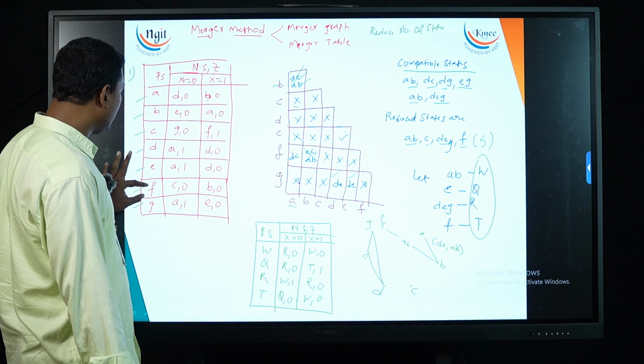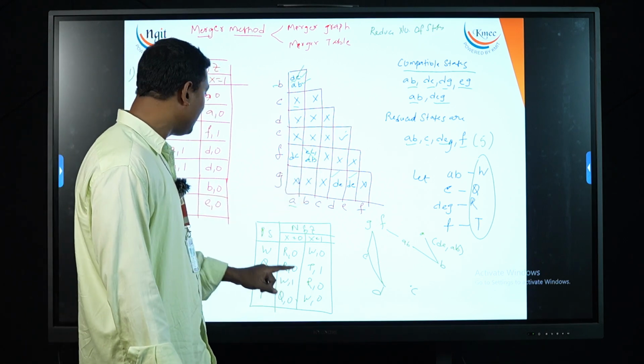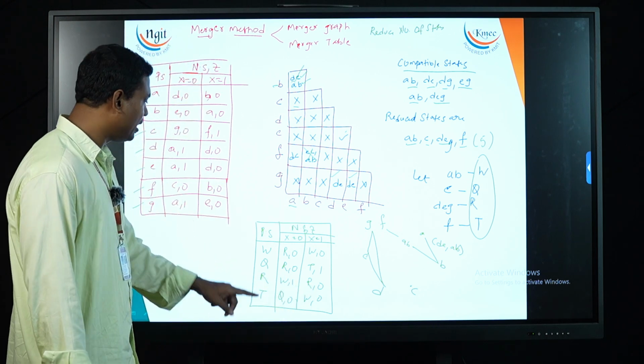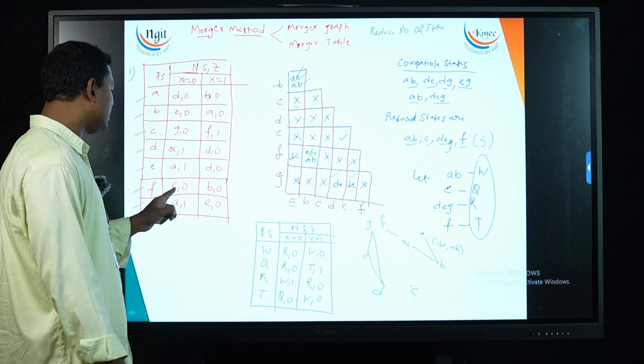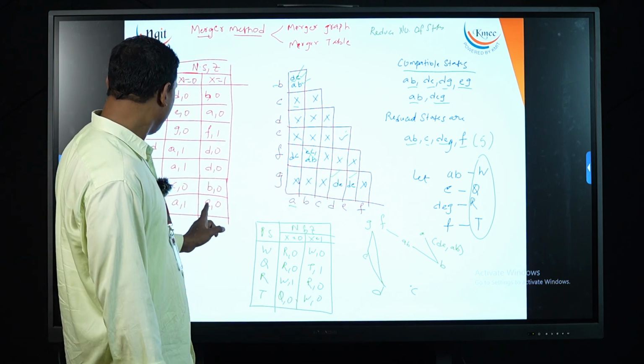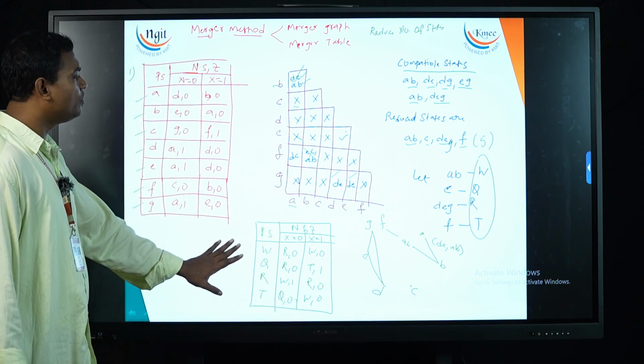So out of D, E, G, I need to take any one. So A, 1, D, 0. A is W, 1. D is R, 0. Right? Next, the last T state. T means F. F means C, 0, B, 0. C is Q, 0. And B, 0 means W, 0. So this is the reduced table.